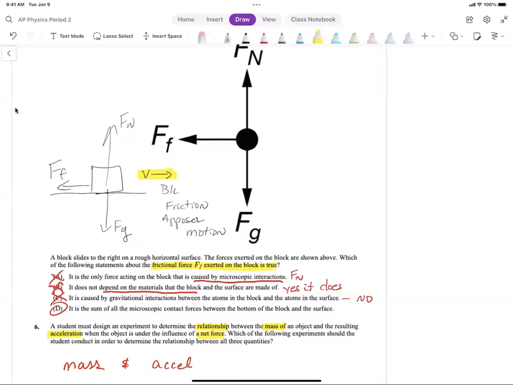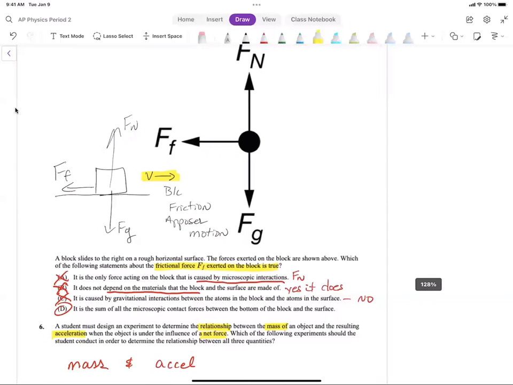I'm thinking about force of friction and reading each item and determining whether the statement is true. It is the only force that acts on the block that's caused by microscopic interaction. That is not true because force normal is also a contact force caused by microscopic interactions. It does not depend on the materials that the block and the surface are made of. Force of friction has mu sub s or mu sub k in it, which is completely related to the materials of construction of the 2 substances. So that's wrong. It does depend on the material.